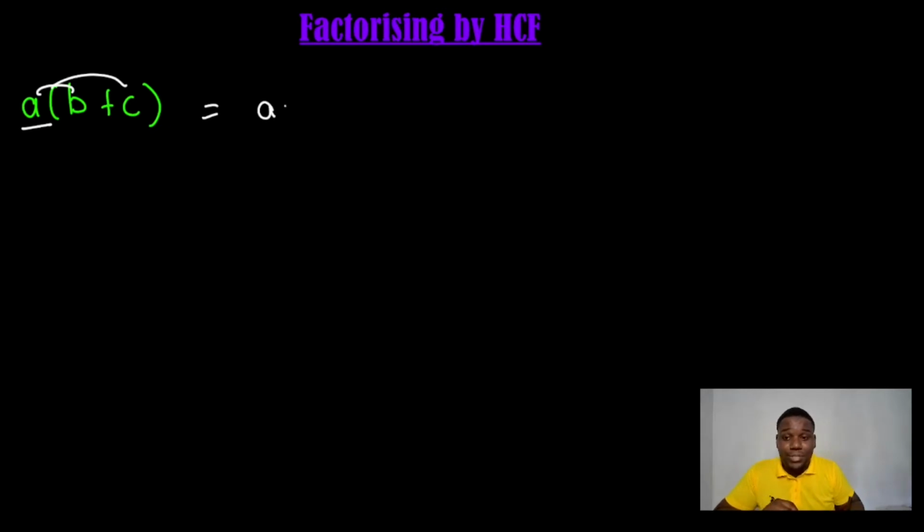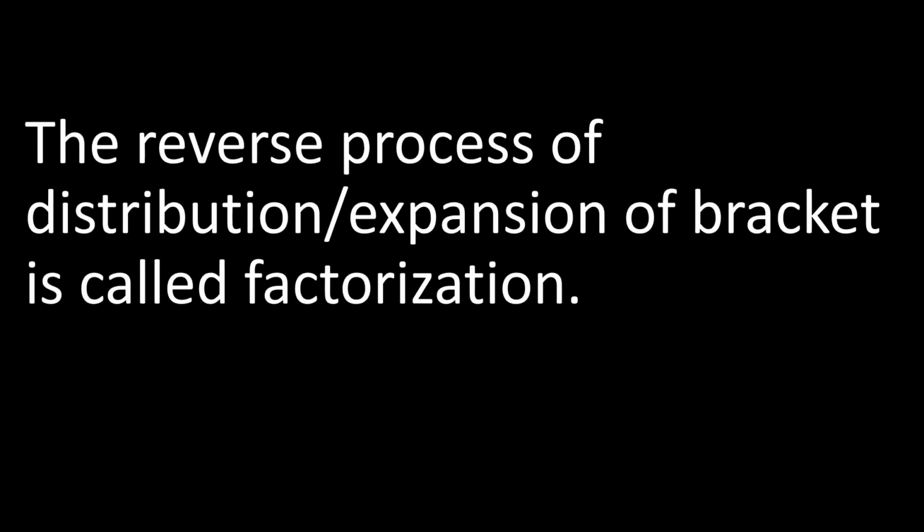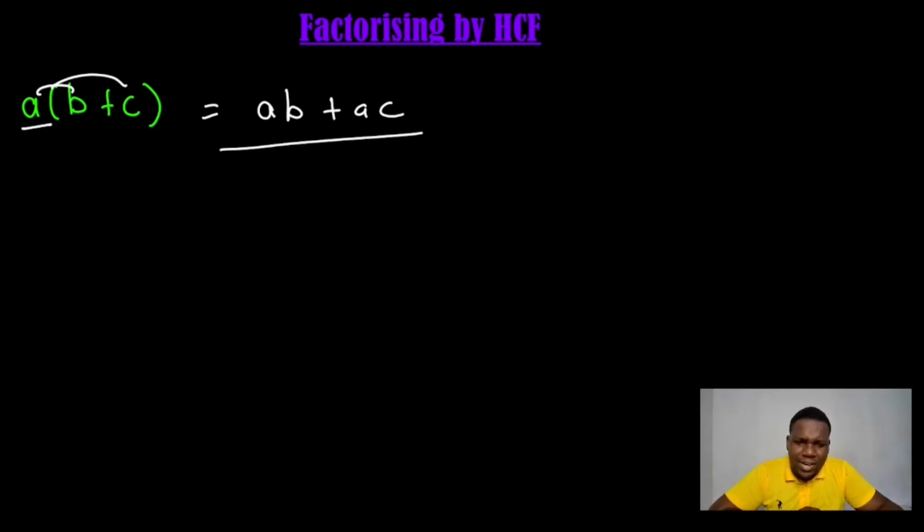Positive a times positive b would give us positive ab, and positive a times positive c would give us positive ac. So that's our answer when we expand. The reverse process is actually called factorization. Now, when we factorize with both terms ab and ac, we realize that it has a common factor, which is a. If we take out that a, put it outside of the bracket, then we'll be left with b plus c, which is the original thing. In a nutshell, that is factorization.